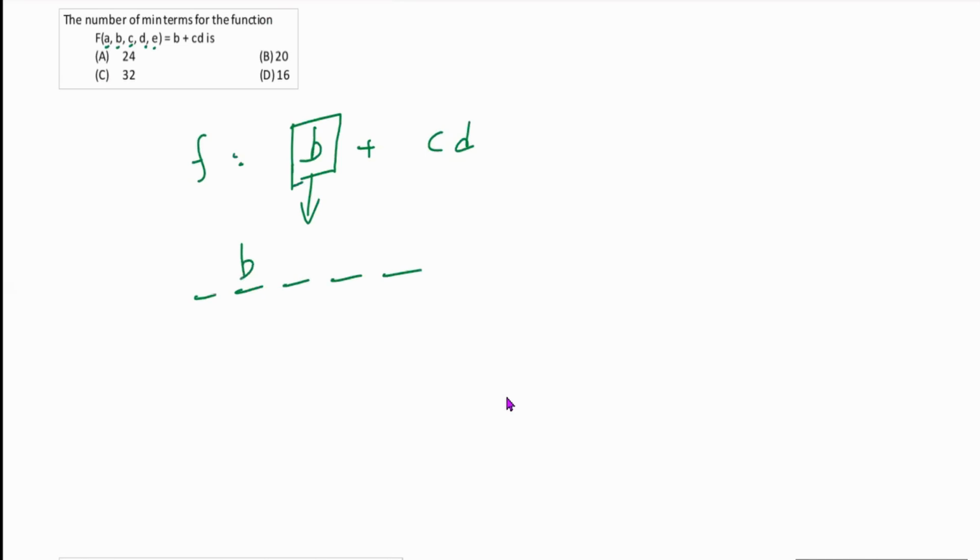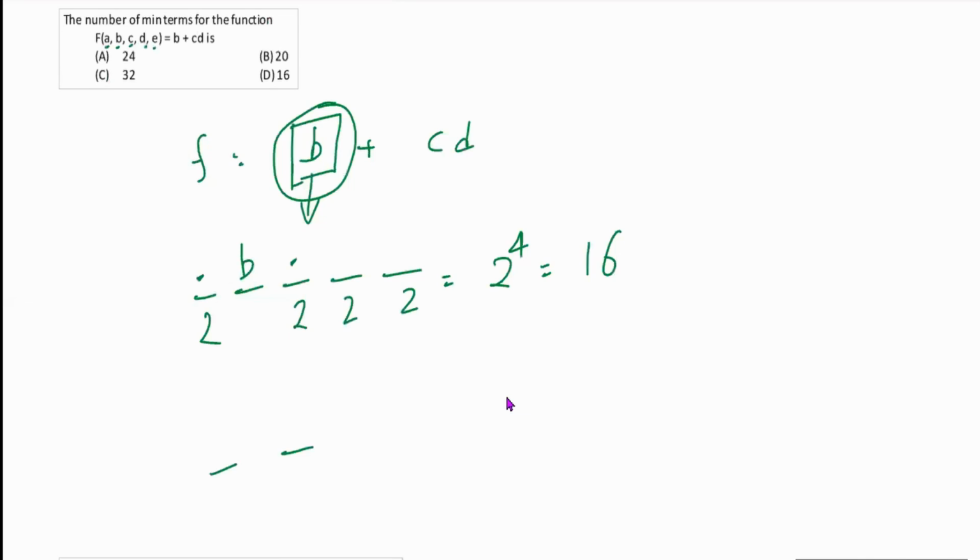If I fix this position, I can substitute in this place either A or A bar, so two possible combinations. Here I can fix C or C bar, so here also I have two possibilities. Here also I can fix D or D bar, two possibilities. The total number of possibilities is 2 to the power 4, which means I will get 16 min terms by expanding this one. So let's go to this CD.